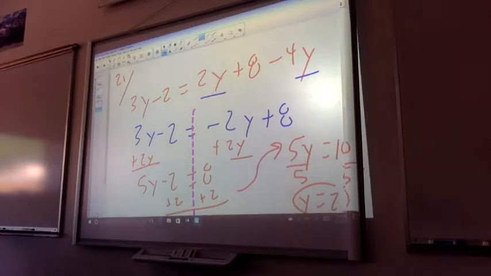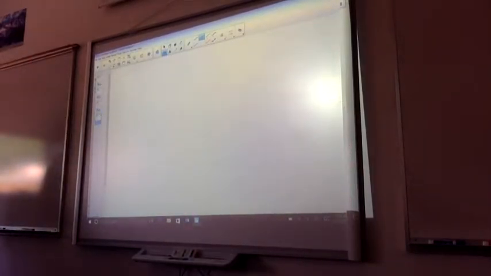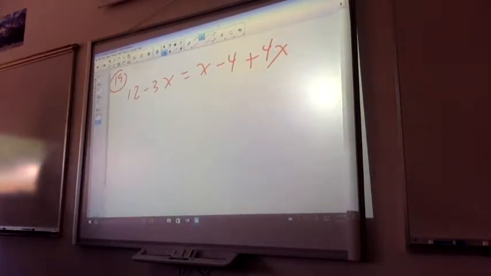Yeah, 19. Number 19: 12 minus 3x equals x minus 4 plus 4x. That one? Cool. All right. Again, I still have some like terms over here. These are like terms, so I'm going to combine those first. So 12 minus 3x is equal to 5x minus 4.